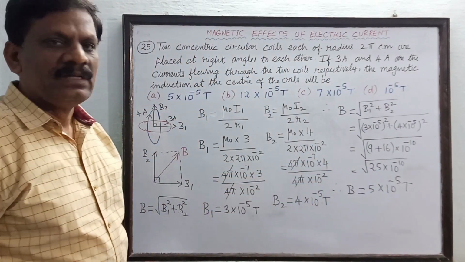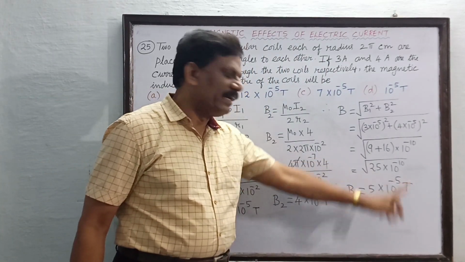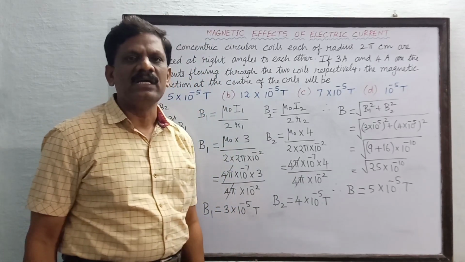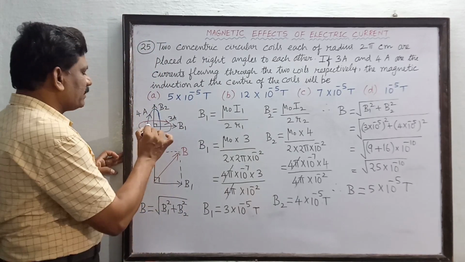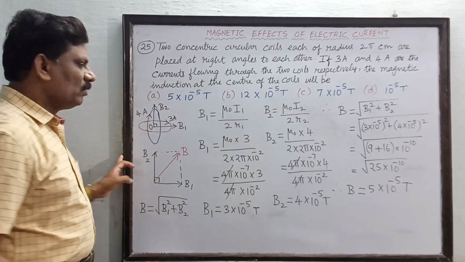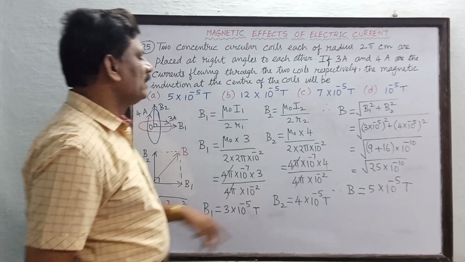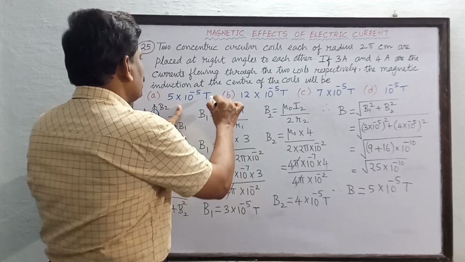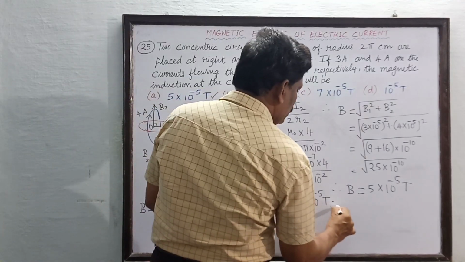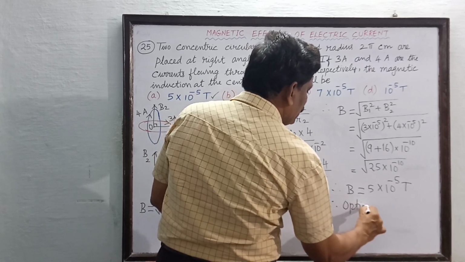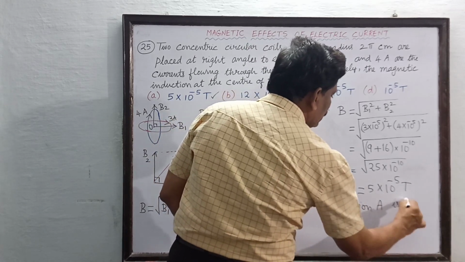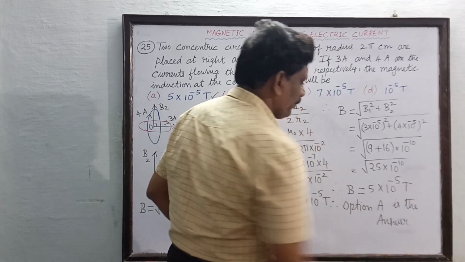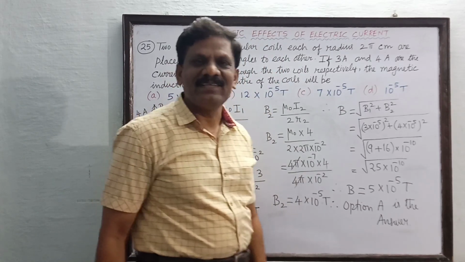That is the answer. So B equal to 5 into 10 power minus 5 Tesla is the resultant magnetic field or magnetic induction at the center of the two coils. Say for example O is the center. So at O, the center of the two coils, which is the correct option? You see here, option A itself is the correct answer. So option A is the correct answer. Have you all understood? Okay.